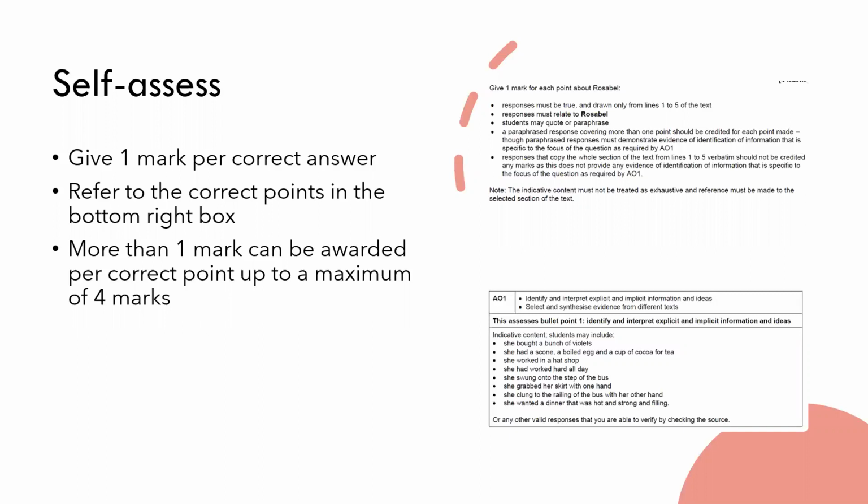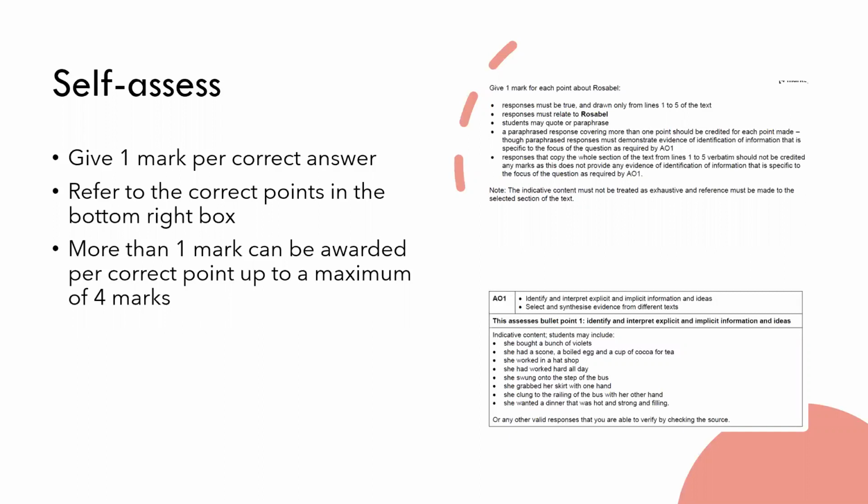So the correct answers that you could have got marks for are: she bought a bunch of violets, she had a scone, a boiled egg, and a cup of cocoa for tea. She worked in a hat shop, she'd worked hard all day, she swung onto the step of the bus, she grabbed her skirt with one hand, she clung to the railing of the bus with her other hand, and she wanted a dinner that was hot and strong and filling.